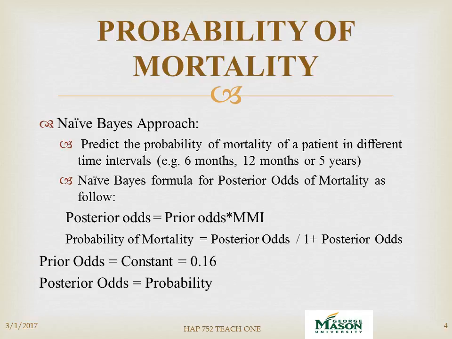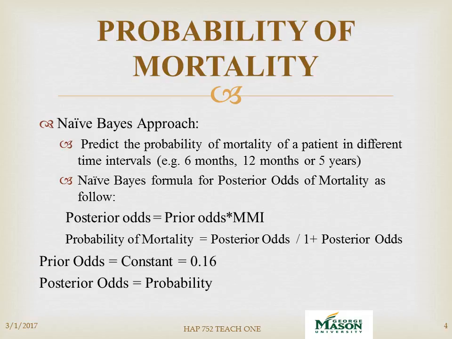This slide will show us how to use naive Bayes to predict the probability of mortality, or the chances that a patient will die in a certain amount of time. Let's say we want to predict the chances that a patient will die within 6 months, 12 months, or 5 years. The formulas below show how to do just that.